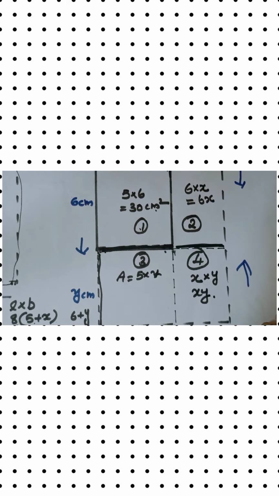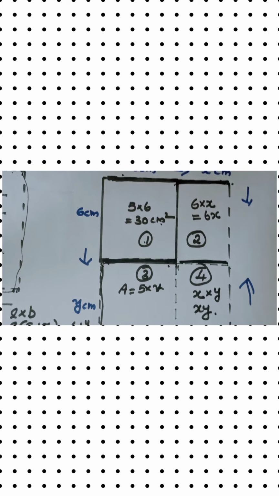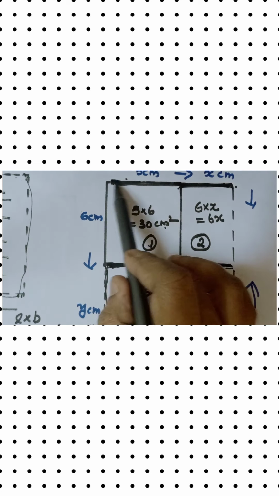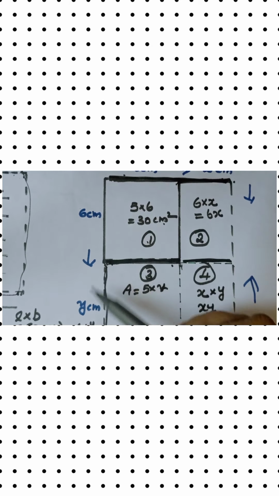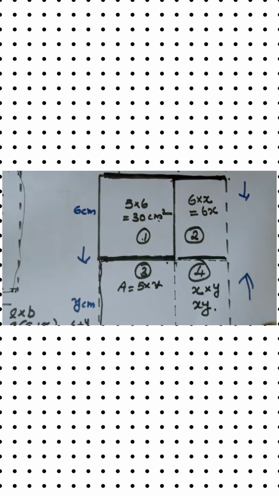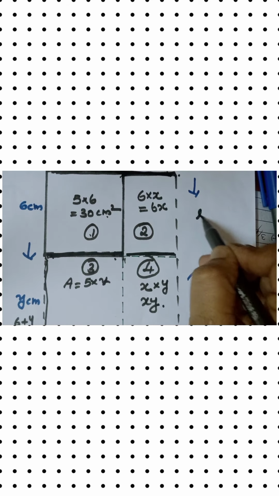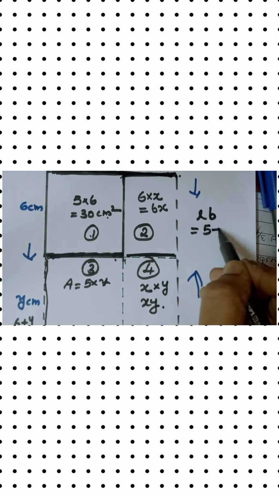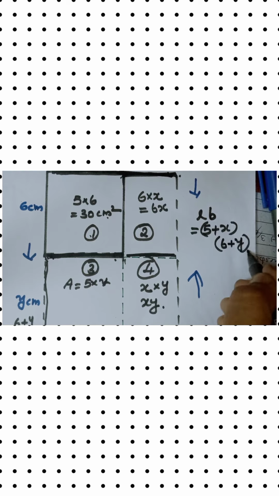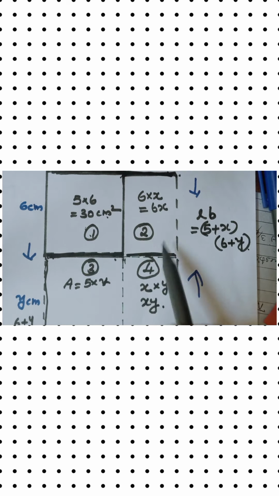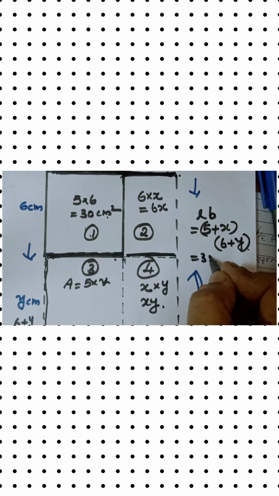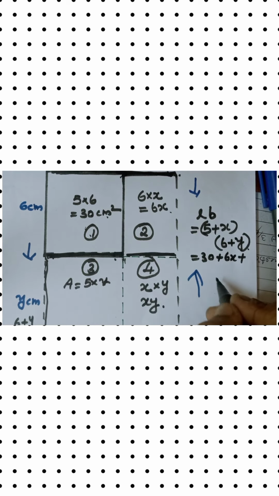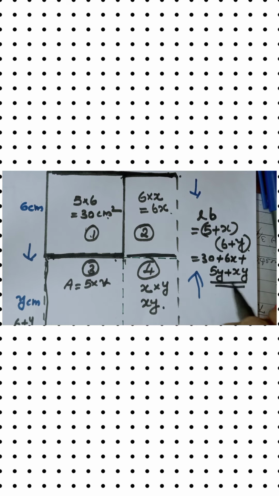Then without taking part by part, how can we find the area of this rectangle? That is length is 5 plus x and this side is 6 plus y. Then what is the area of a rectangle? Length into breadth, that is 5 plus x into 6 plus y, but we got it as 30 plus 6x plus 5y plus xy. That is the total area of this figure.